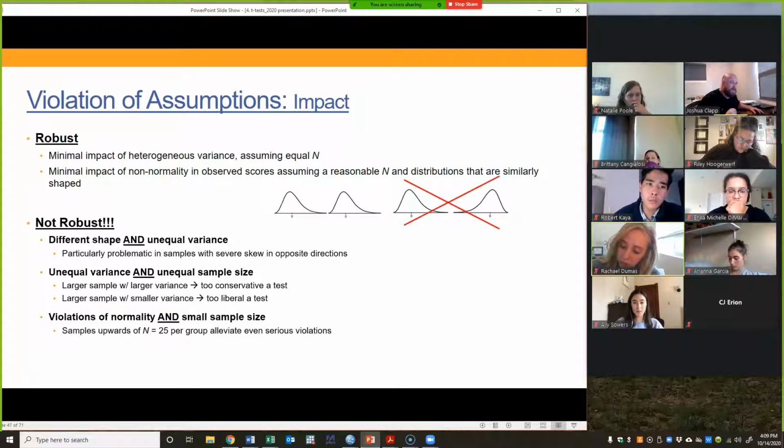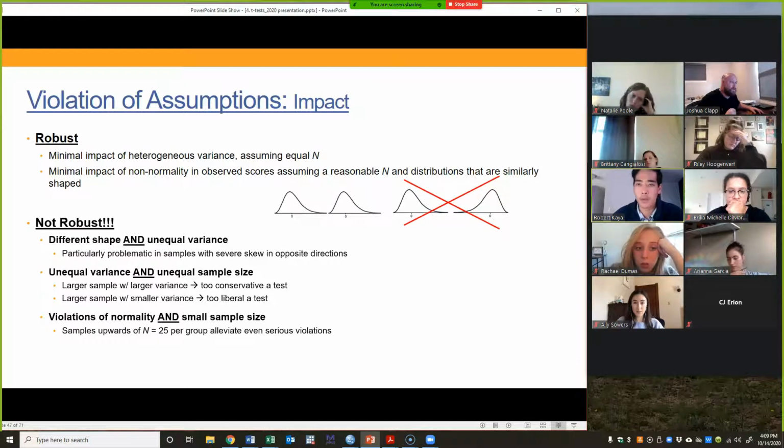Robert, why might this be? Because if you do have a larger sample that displays a wider range of scores, it's likely that your test is sensitive enough to determine what was actually happening.